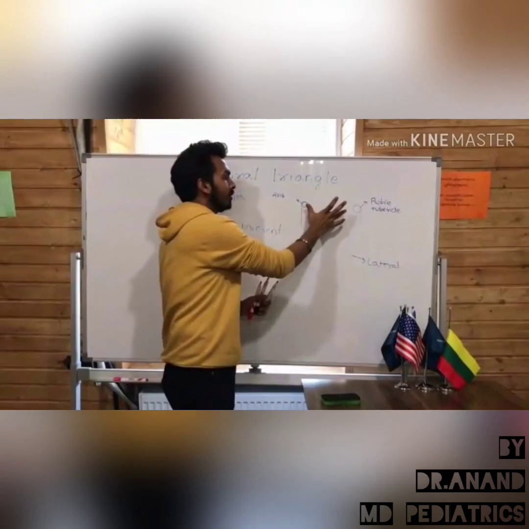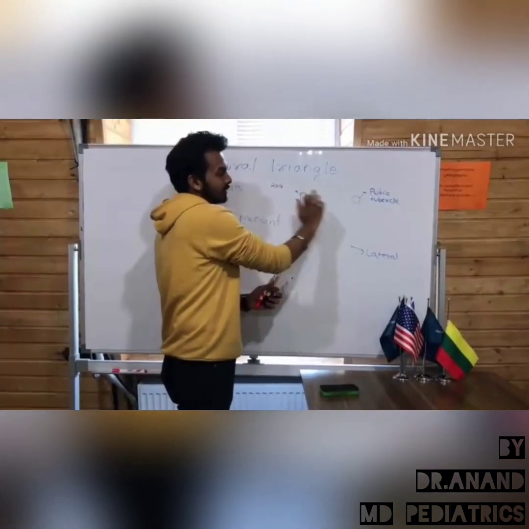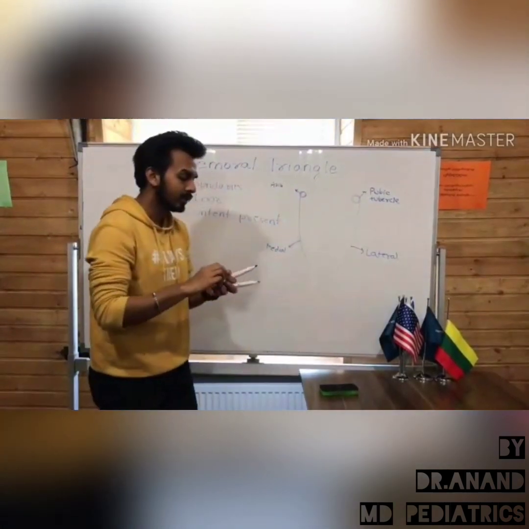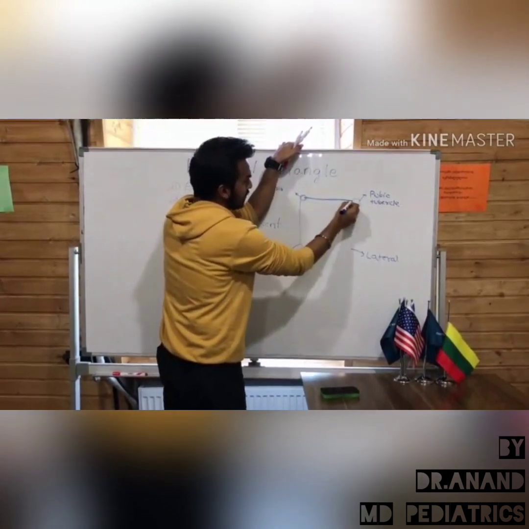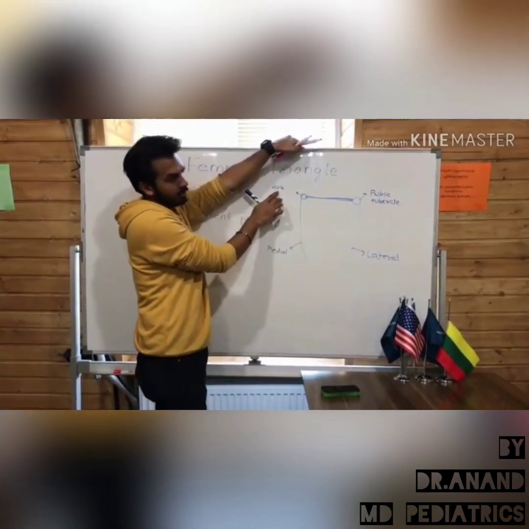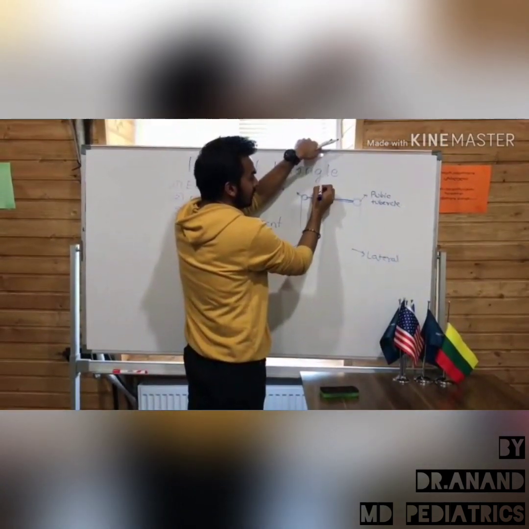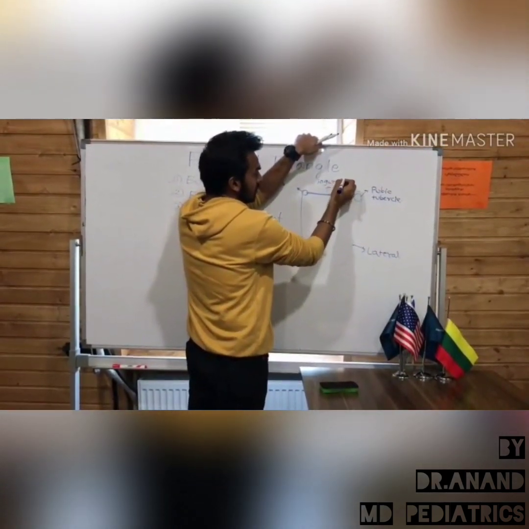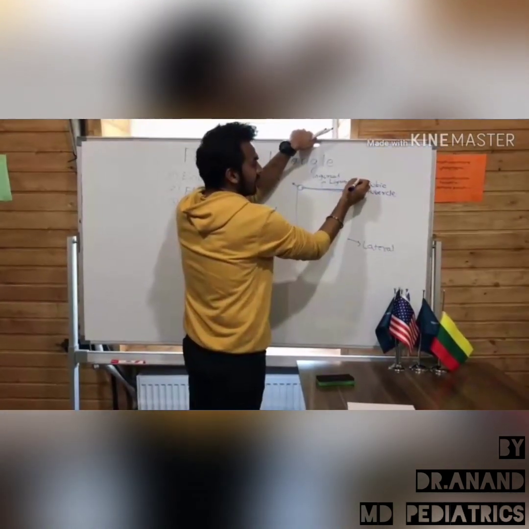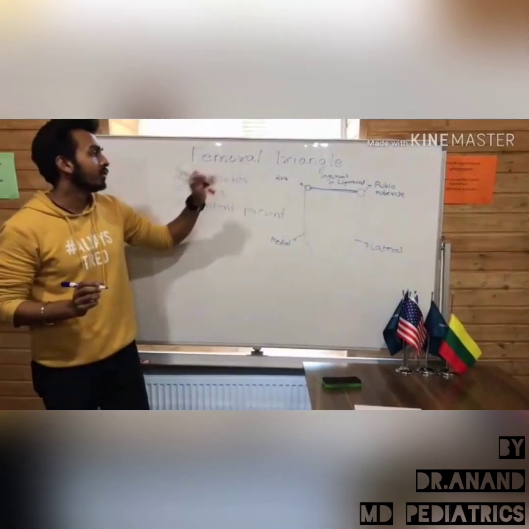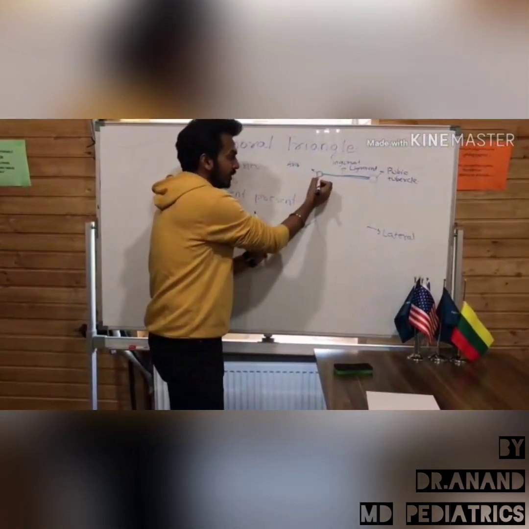So one side of the femoral triangle is made by the connection between the anterior superior iliac spine and the pubic tubercle. This connection is called the inguinal ligament. So this is the inguinal ligament which is connecting the anterior superior iliac spine and the pubic tubercle.